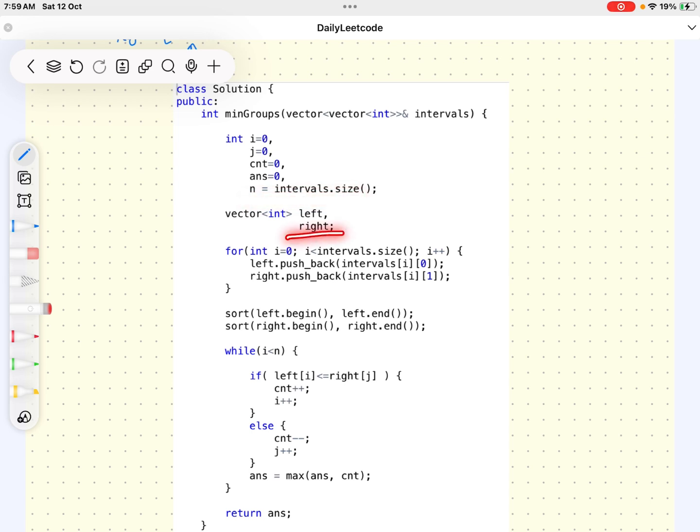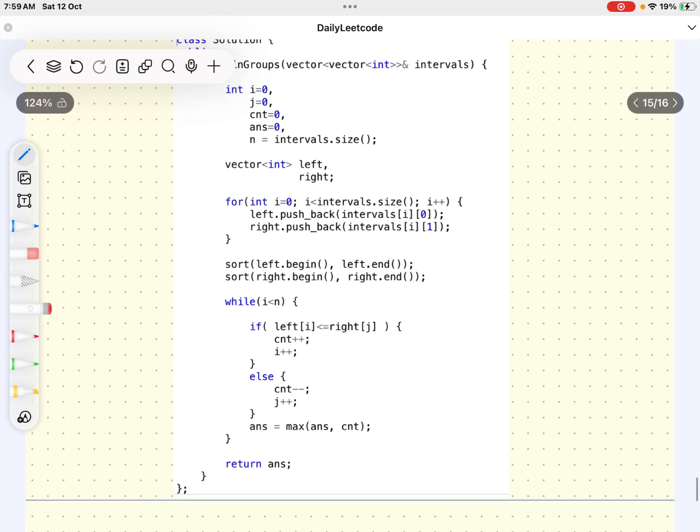So we created left and right vectors. We just pushed, or we can say extracted, the values from the intervals. Left is extracted from here, right is extracted from the second one. Then we sort both of them, left and right, and here is where our main logic arrives. We do this till i is less than n.